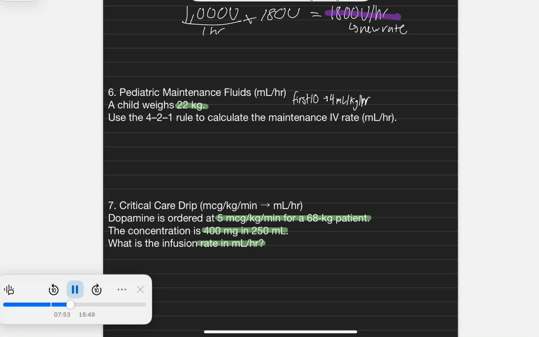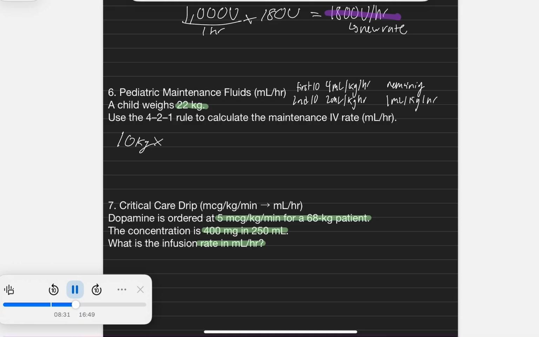What that means is for every first 10 kg the patient has, it's 4 mLs per kg per hour for fluid maintenance. For the next 10 kg, it's 2 mLs per kg per hour. And then for the remaining kg, it's 1 mL per kg per hour. So in order to do this, because our patient is 22 kg, those very first 10, we're going to multiply that by 4 mLs per kilogram per hour to give us 40 mLs per hour.